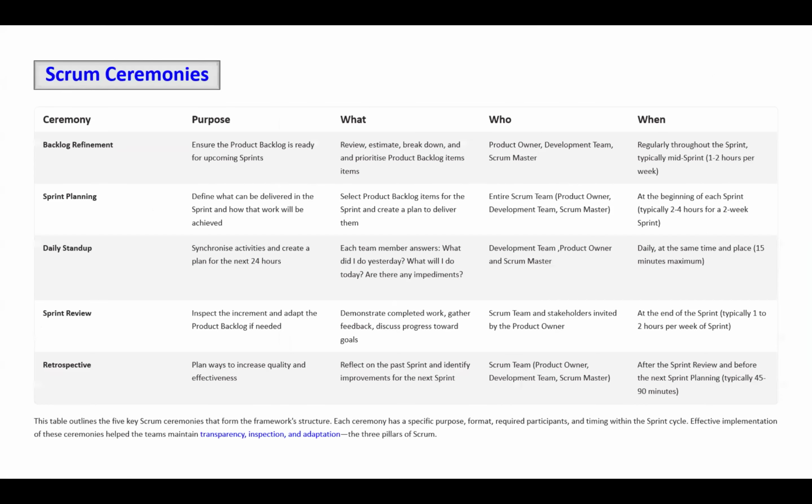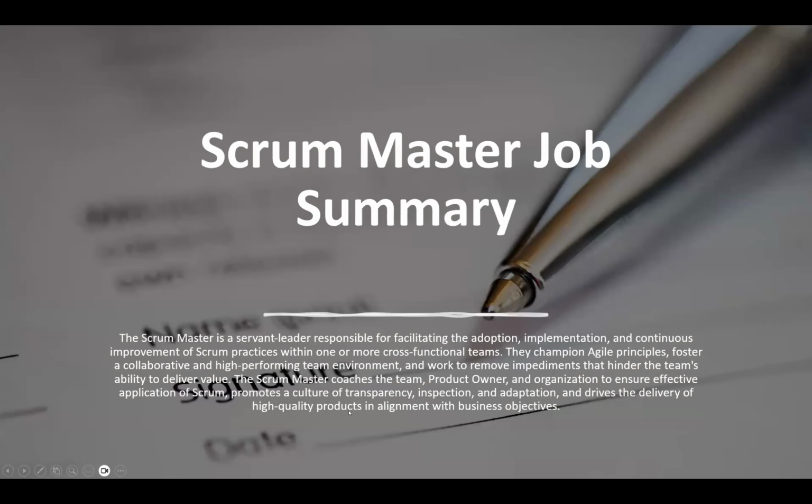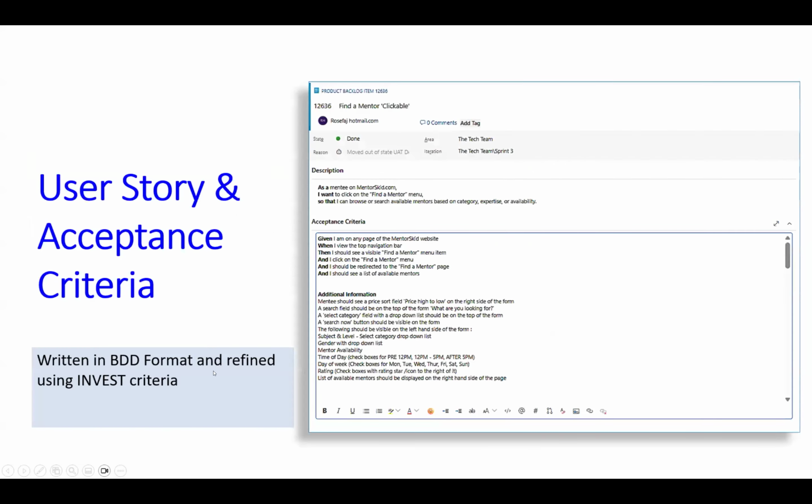These are the Scrum ceremonies I facilitated. And then we were given an assignment some time ago to make a list of all our job responsibilities. So this is all my job responsibility captured here. The acceptance criteria for the user stories is captured here.